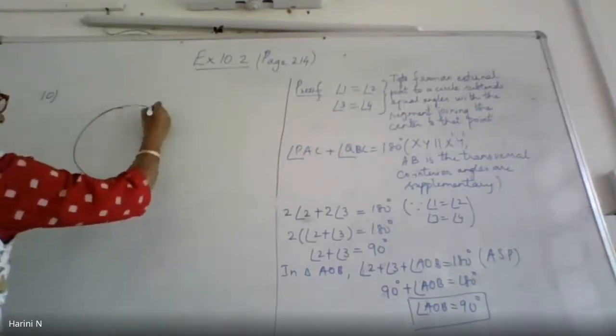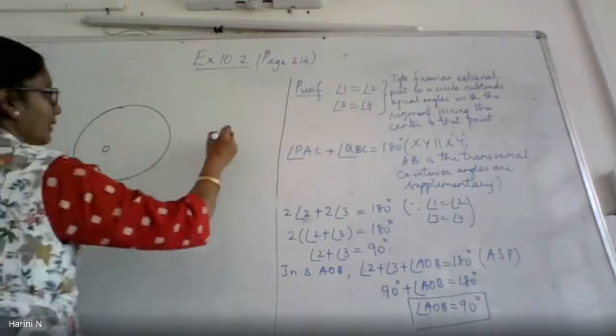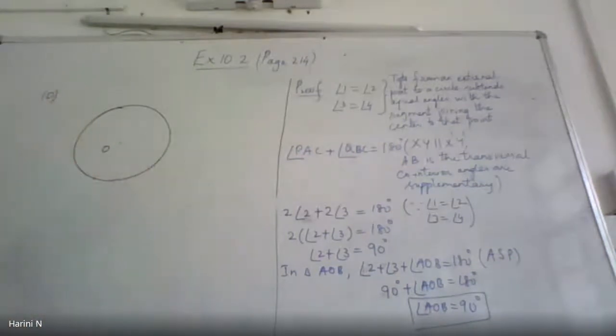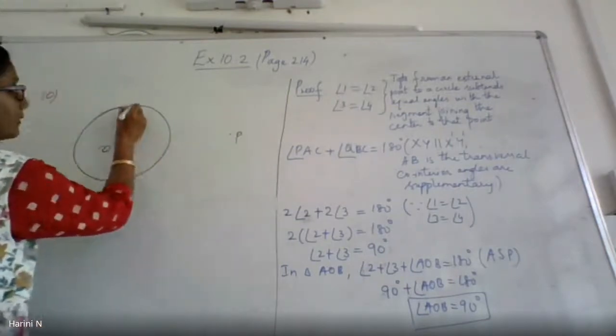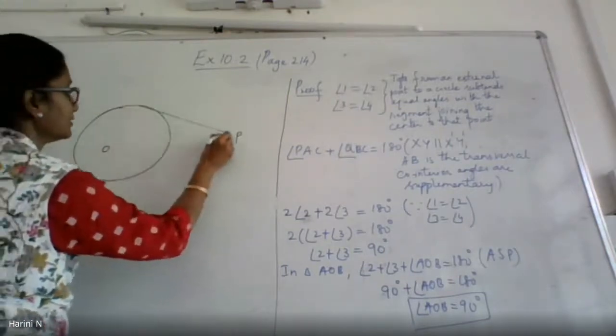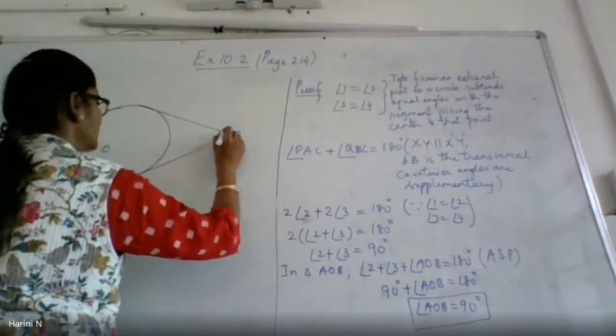The circle which has center O. I have a point, any external point. Say I will call it P. From P you have drawn tangents to the circle.